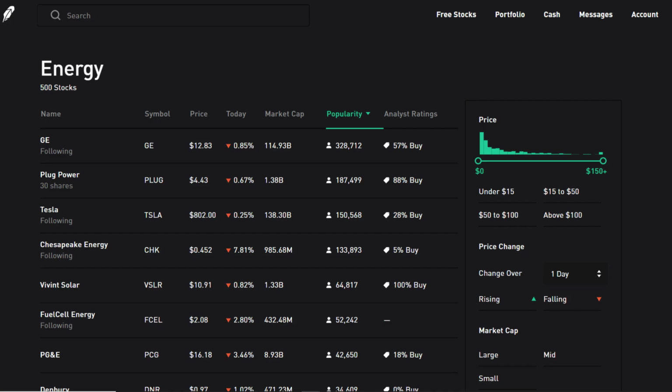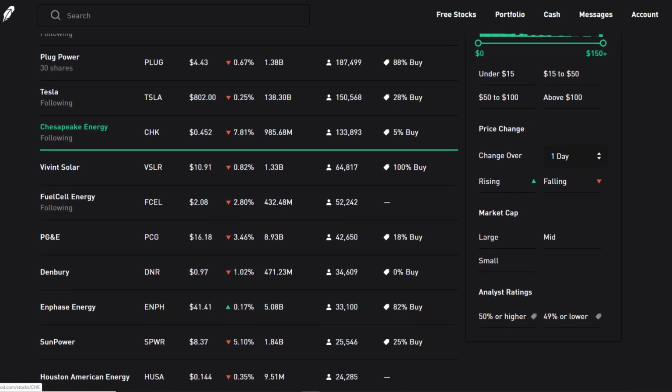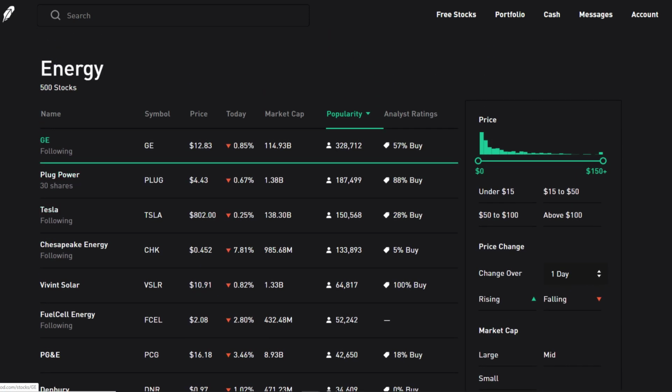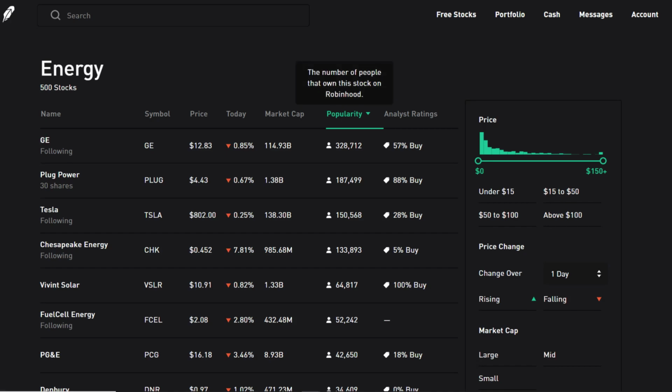And what I really like about this, and this is where the website I think is really good for this kind of market research, it'll go through and list off some of these stocks that are related to the energy field. It'll give you analyst ratings and market cap as well as stock price and popularity, how many people own this stock. So obviously this right now is in order of people who own the stock. GE is right now top of the board in terms of Robinhood.